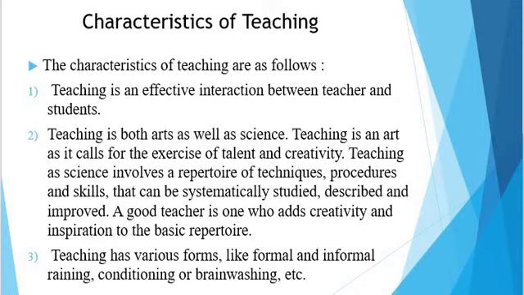So my dear students, the third characteristic of teaching is that teaching has various forms, for example, formal as well as informal training, and conditioning and brainstorming. Means a teacher uses different techniques, for example, brainstorming, means he just calls the students and asks a sudden question and tells them how they can brainstorm. It is dependent on the teacher how he interacts with students and how he uses creativity in the students, or he can just find out how they can use their creativity power.